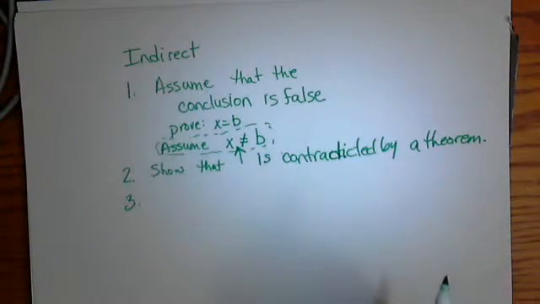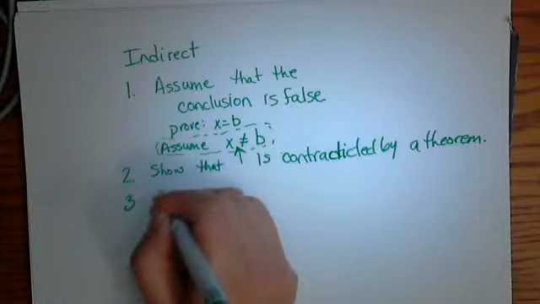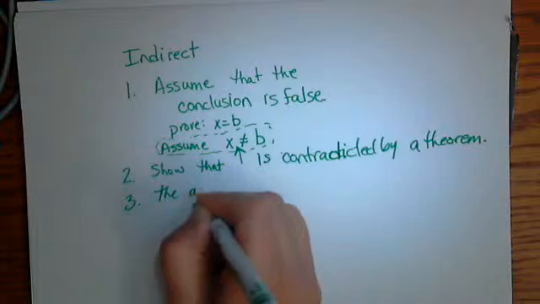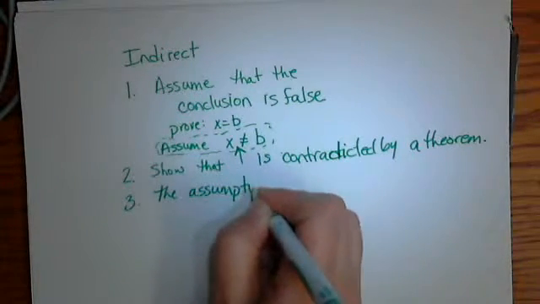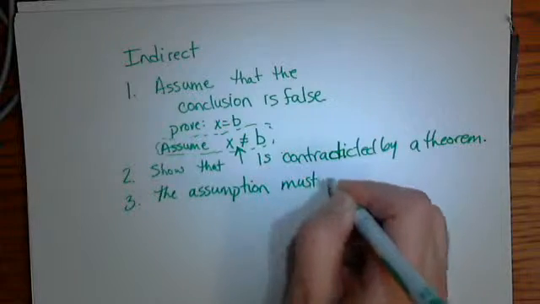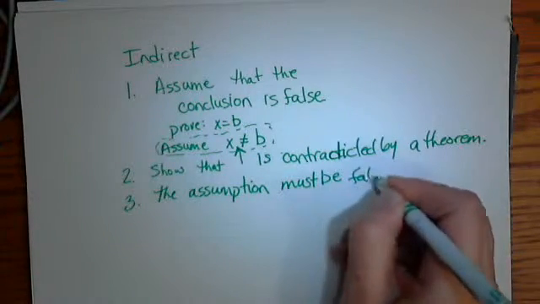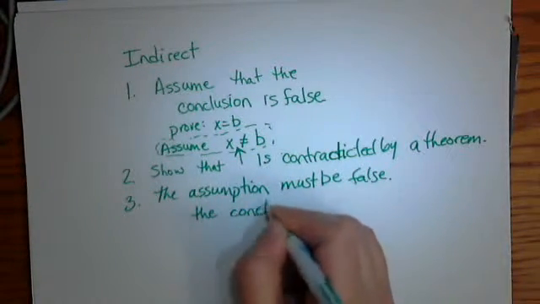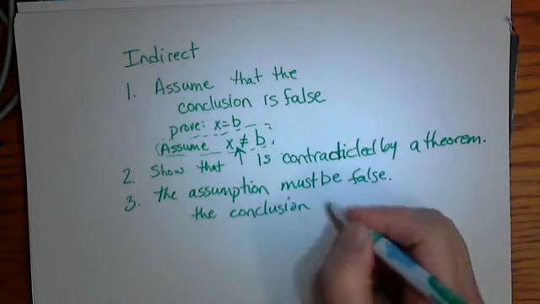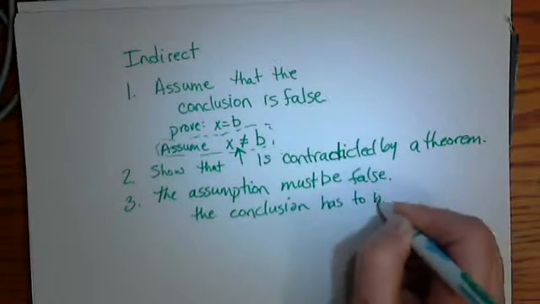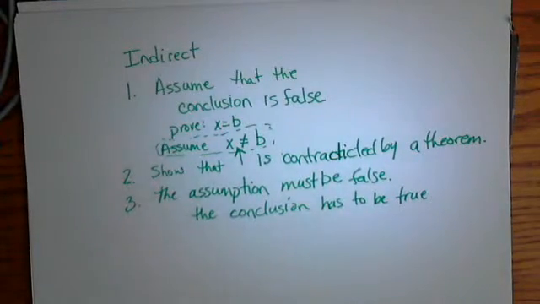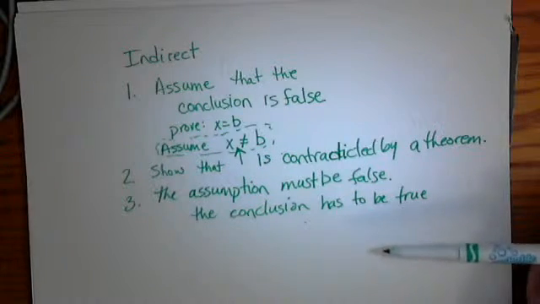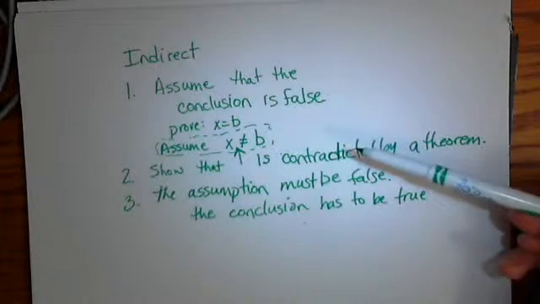The third step is that you're going to say that the assumption must be false. And if the assumption is false, the conclusion, or what you're trying to prove, has got to be true. Those are the three steps. They are listed for you again in your book on page 315 for lesson 48. But these are the three steps that we're going to follow as we practice doing our own indirect proofs.